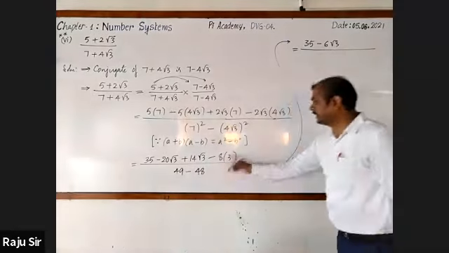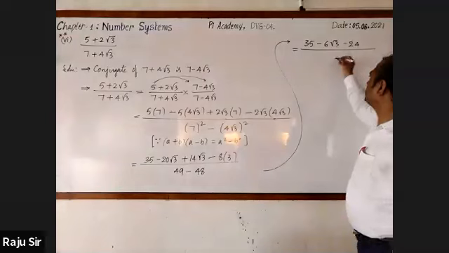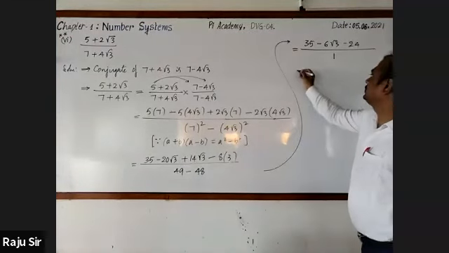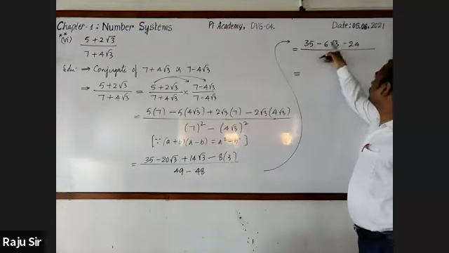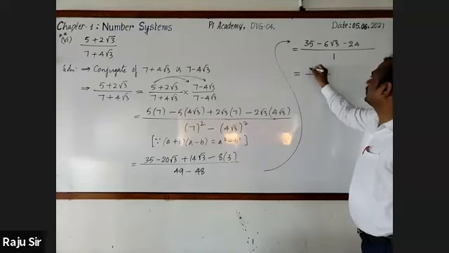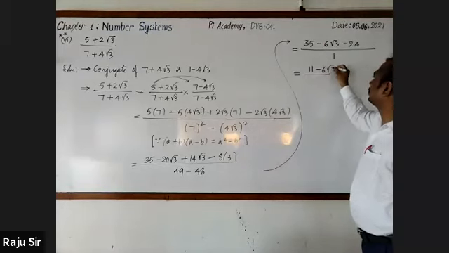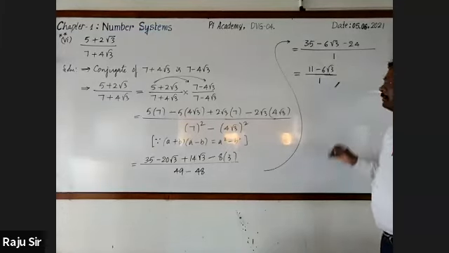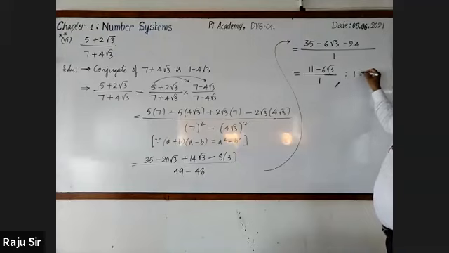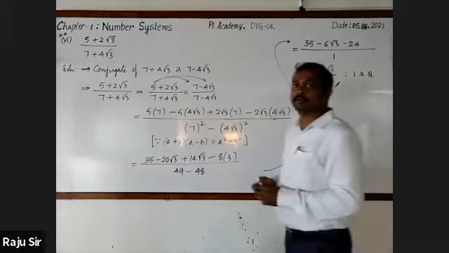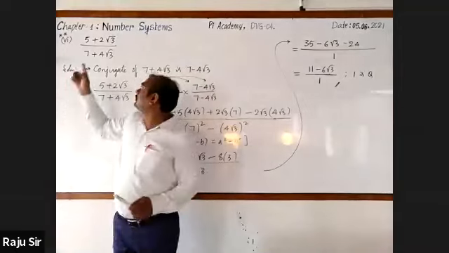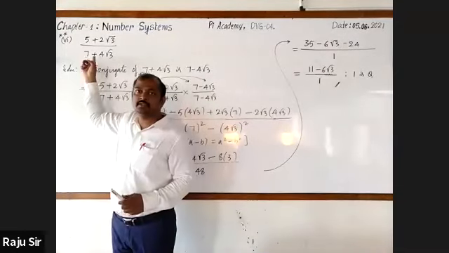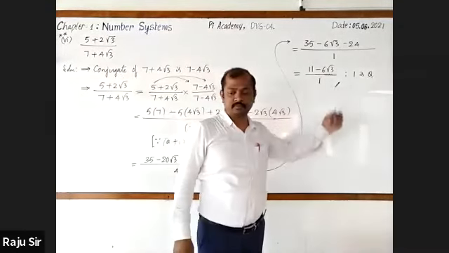Then minus 8 times 3 is minus 24. 49 minus 48 is 1. Now this is equal to 35 minus 24, which is 11, minus 6 into root 3, by 1. Now the problem is over. The denominator 1 is a rational number. Here the denominator was an irrational number, and it is converted into rational.